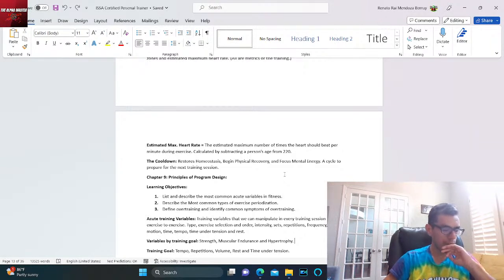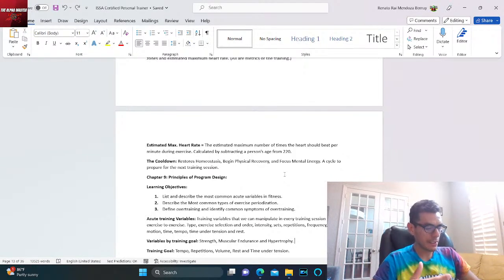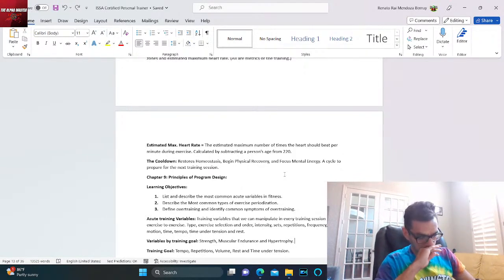And finally, for hypertrophy, you have a tempo of 3-1-3-1, repetitions of 3 to 12, volume of 3 to 4 sets, a rest time of 1 to 3 minutes like strength, and a time under tension of 40 seconds. Let's do this again.